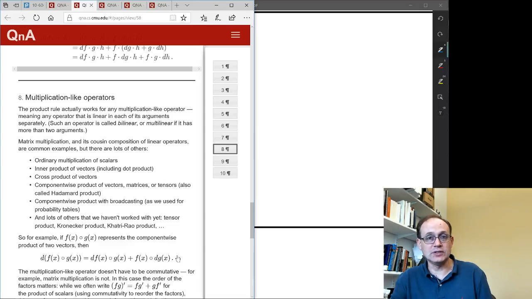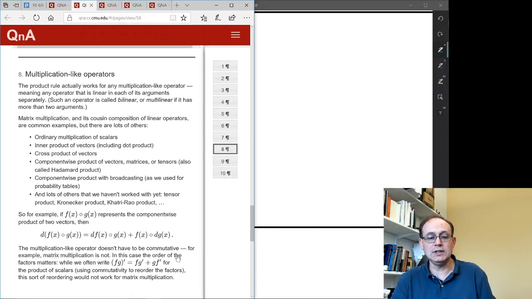So is composition of linear operators, so is ordinary scalar multiplication, inner products of vectors, including dot products, but lots of more unusual operations are bilinear as well. So for example, cross product of vectors, component-wise product of vectors or matrices or tensors, Kronecker product, Cauchy-Rao product, right? These last few are operations that we haven't ever mentioned in this class, but they're operations that you'll sometimes see in papers or textbooks. And as long as they're bilinear, you know that you can use the product rule.